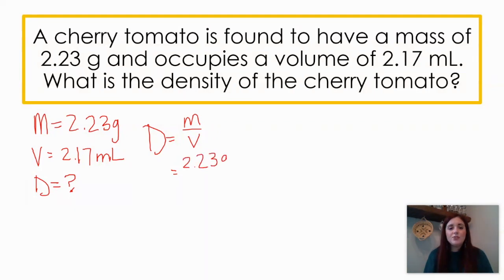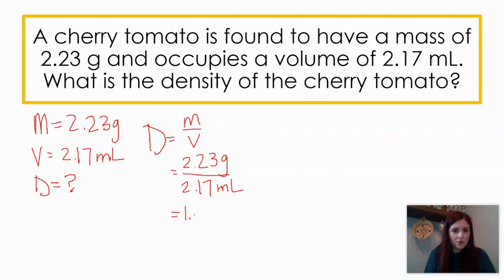Take your time when you do these. Don't try to rush, because if you rush, it's very common for you to switch those values by accident. Mass always has units of grams, and my volume always has units of milliliters. And if I solve for this on the calculator, we get a lot of significant figures.